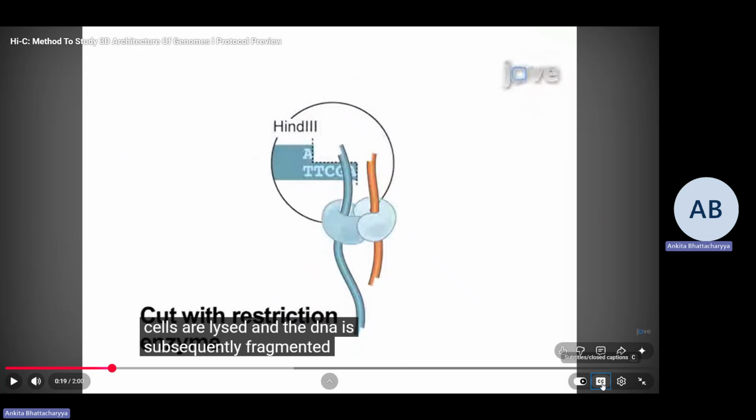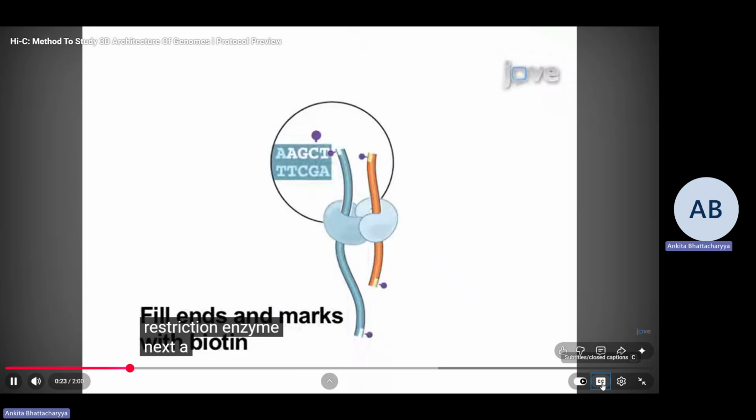If you see here, it looks like there are two subunits which are holding these two regions of the genome close together. That potentially can be some part of the entire complex which facilitates this interaction. And you lyse your cells and you get your DNA. You subsequently fragment it with some sort of restriction enzyme like HindIII or EcoRI.